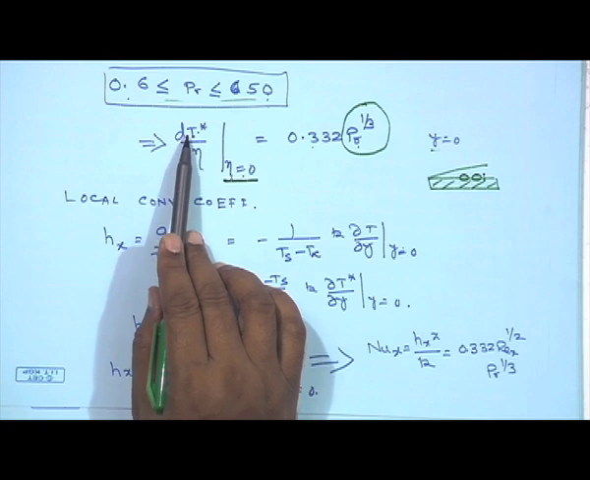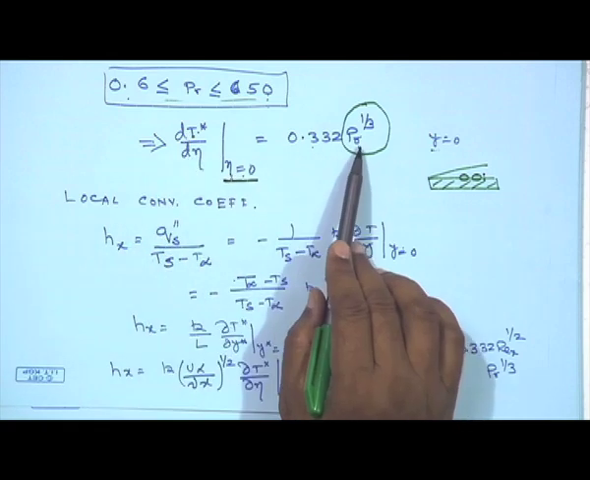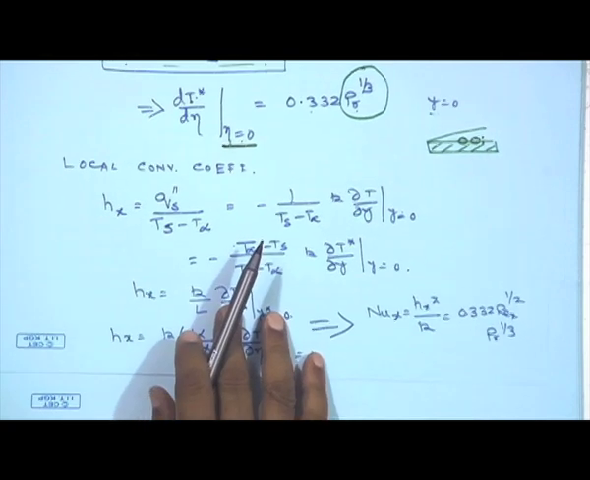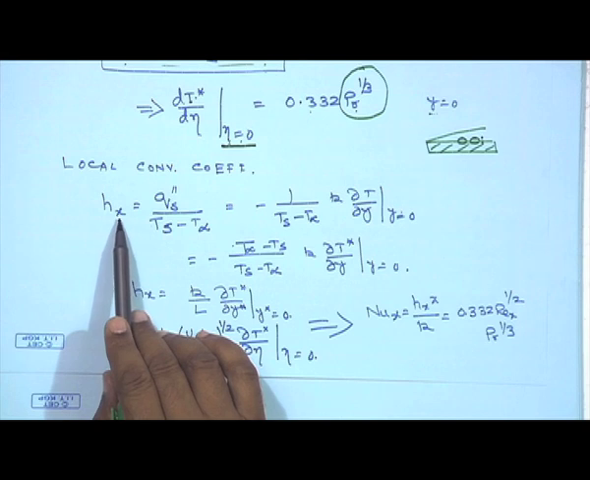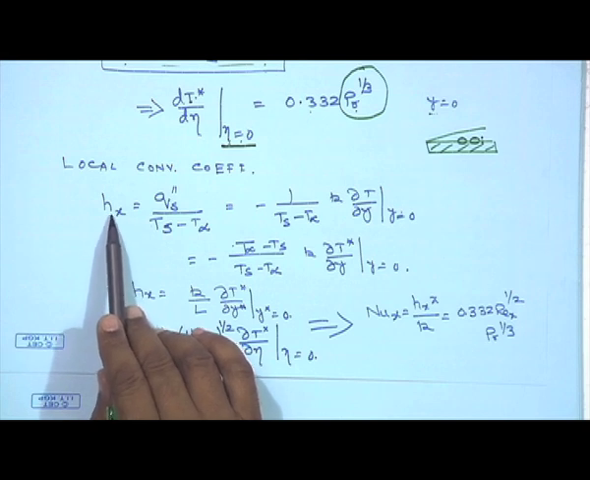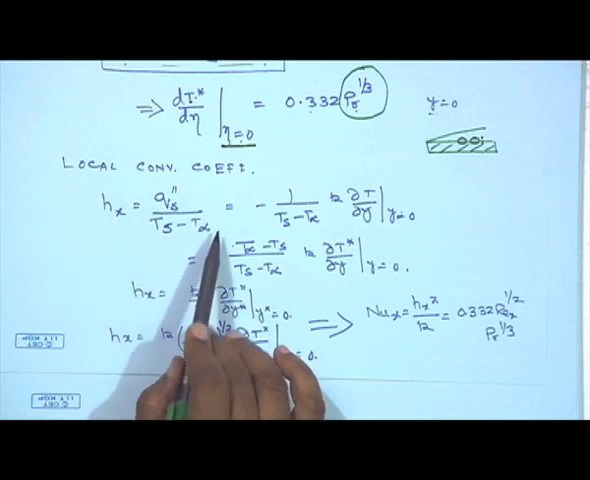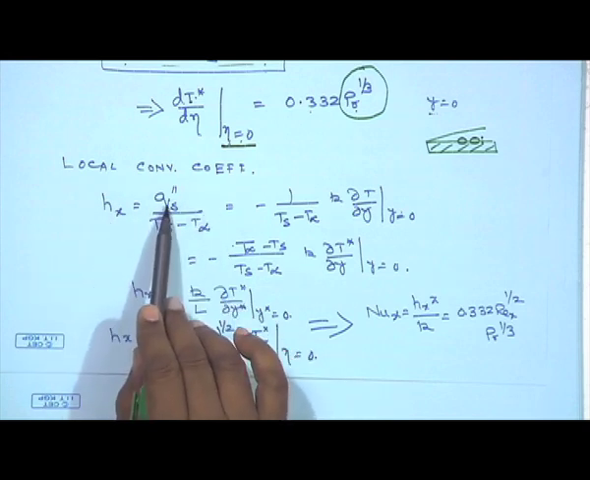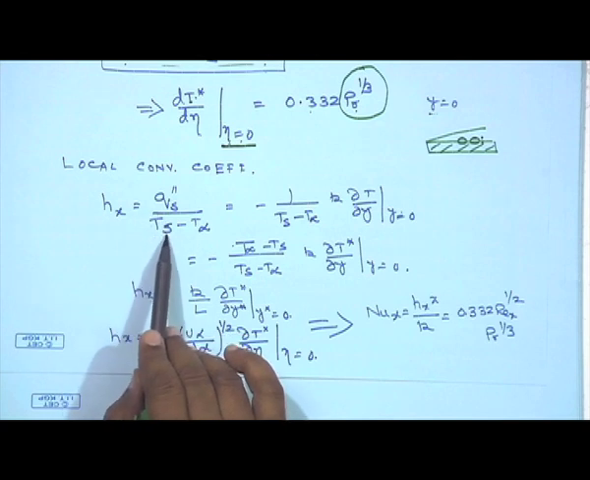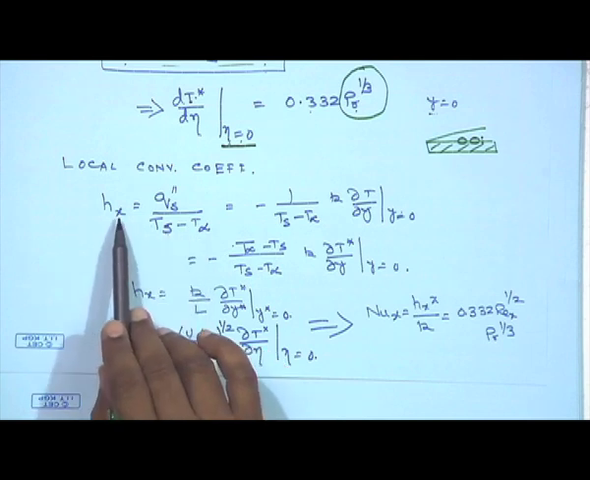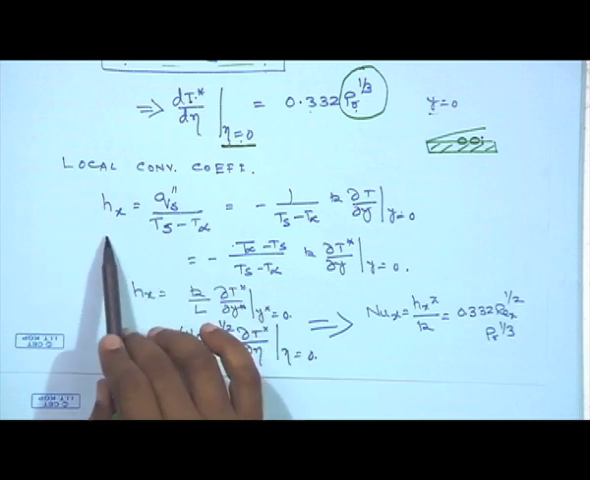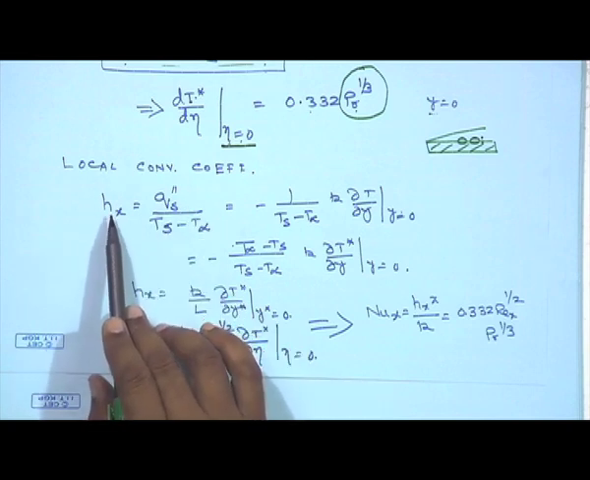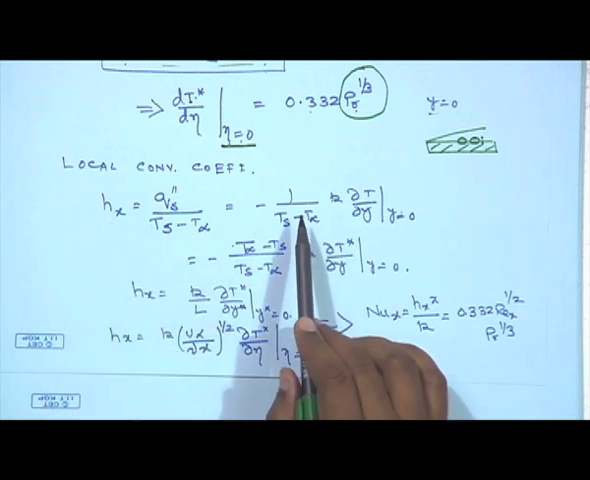So, the temperature difference in dimensionless form is expressed in terms of Prandtl number. With this knowledge, we now proceed to obtain the local convection coefficient. The local convection coefficient is nothing but Newton's law. This is the local heat flux, this is the difference in temperature Ts minus T infinity, and let us say Hx is the convection coefficient. So, this is by definition the expression for heat transfer coefficient.